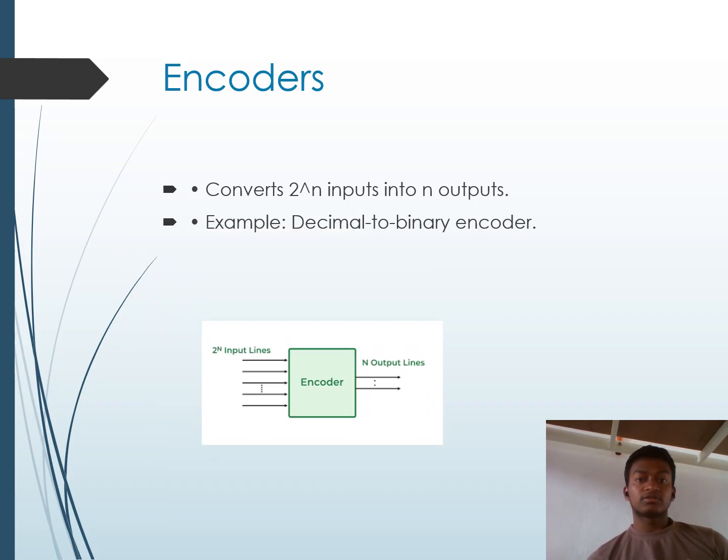Encoders are circuits that take many inputs and generate a smaller number of outputs, usually in binary form. For example, a decimal to binary encoder converts decimal digits into binary numbers. Encoders reduce the number of data lines and simplify the circuit design. They are widely used in digital systems such as keyboards, where each key press is encoded into a binary code for processing.